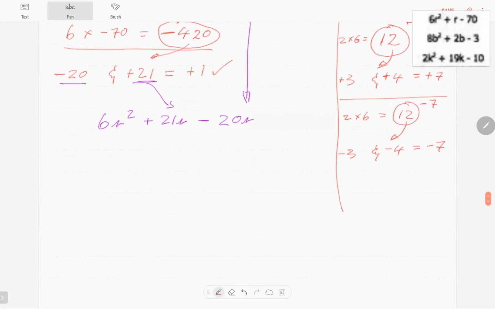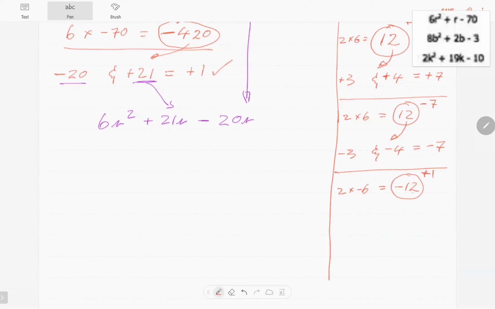Let's look at negative examples now. Right? So let's say we have 2 times 6 again. Let's say it's 2 times negative 6. 2 times negative 6 equals negative 12. And you want your middle term to be positive 1, for example.